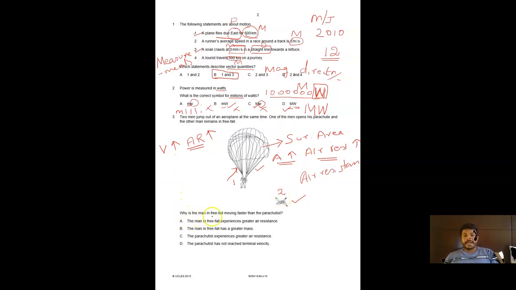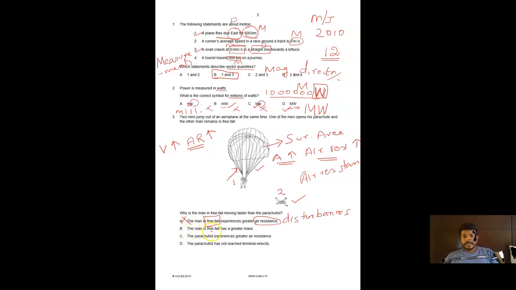So why is the man in free fall moving faster than the parachutist? The man in free fall experiences greater air resistance. The concept is wrong, you see. Free fall means a man or any object falls freely, which means there must not be any air resistance. Not only air resistance, there must not be any external disturbances onto him. So this option is wrong.